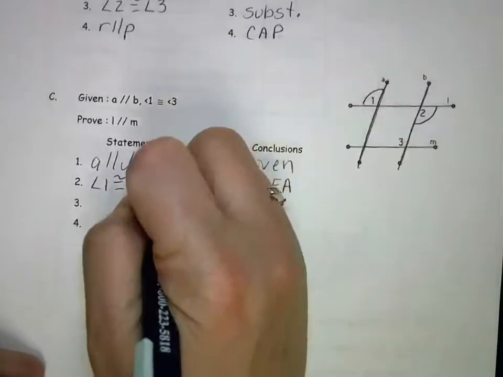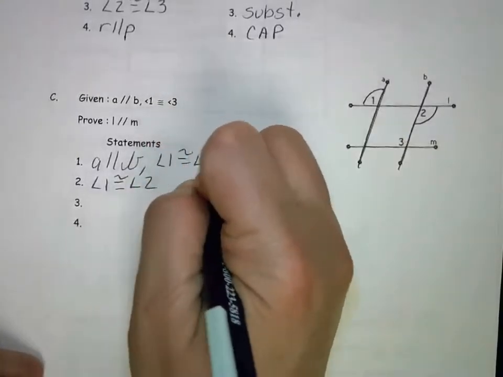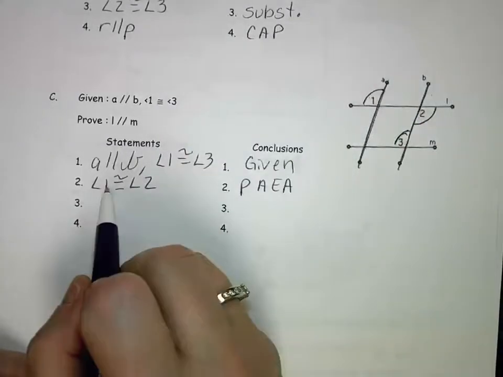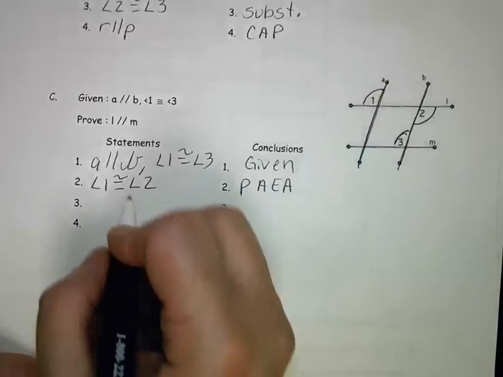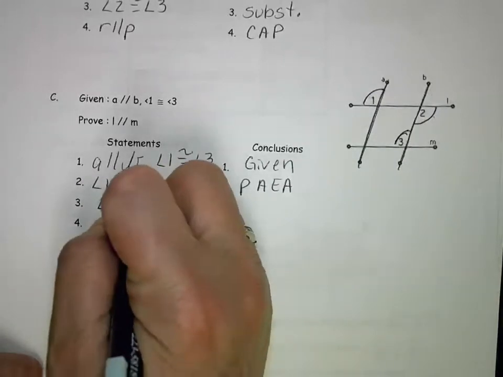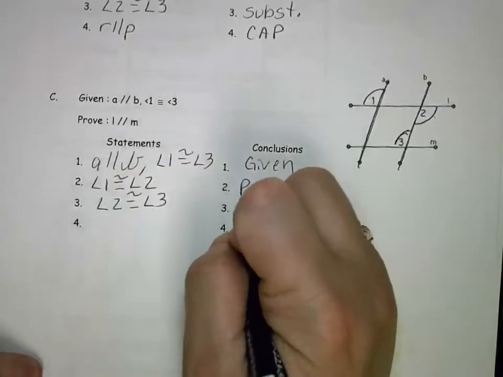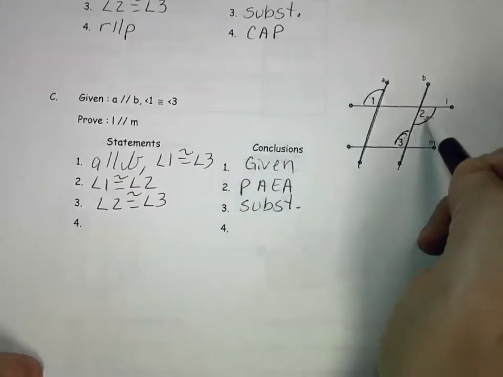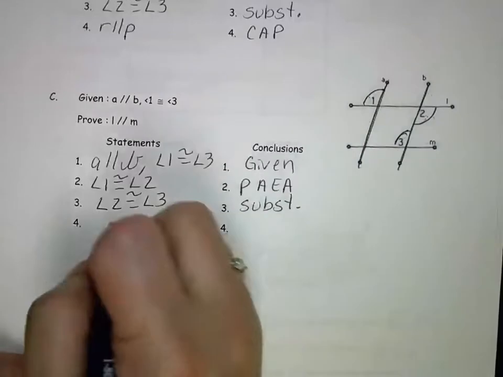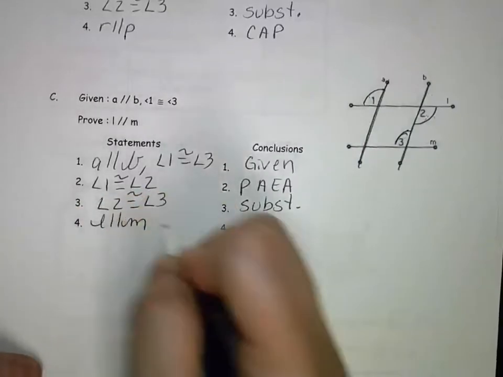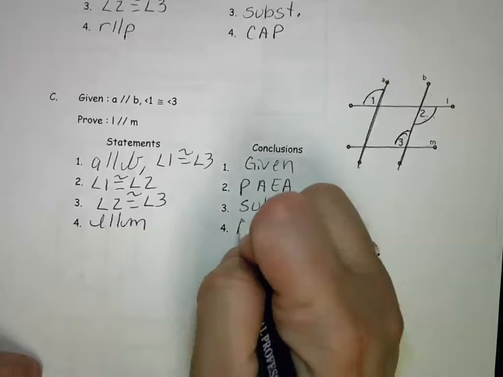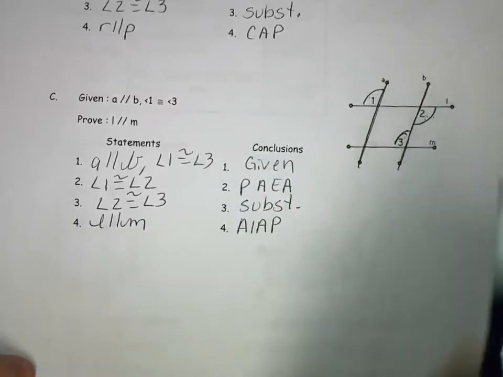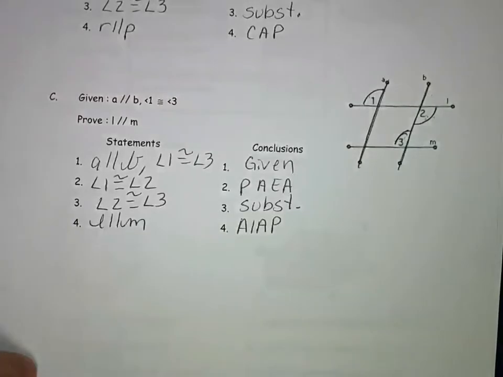And I should fill in the rest of my given. 1 is congruent to 3. We just figured 1 is congruent to 2. So now we can say 2 is congruent to 3 by substitution. And since these two are congruent, we can guarantee that L is parallel to M. And that's because we had alternate interior angles congruent. The angles are congruent, so that made the lines parallel.